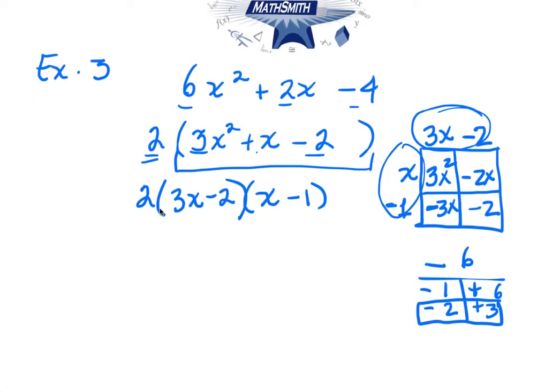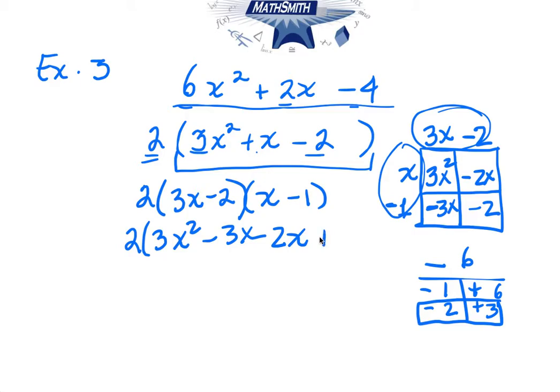If I FOIL all this through and then multiply the 2 to everything, I'm going to end up back where I came from, right? Let's say I FOIL this. I'm going to get 3x squared minus 3x. Uh-oh, wait a minute. Did I get something wrong here? Minus 3x, all right? I got something wrong. Minus 2x plus 2. I've got something wrong on my signs. What did I do?